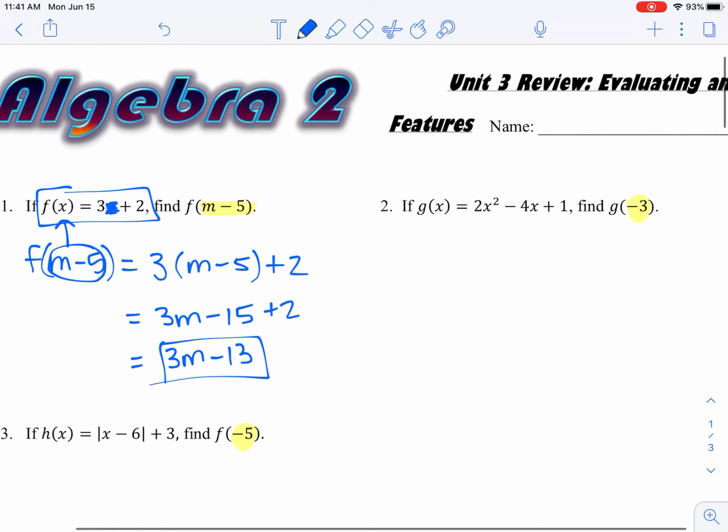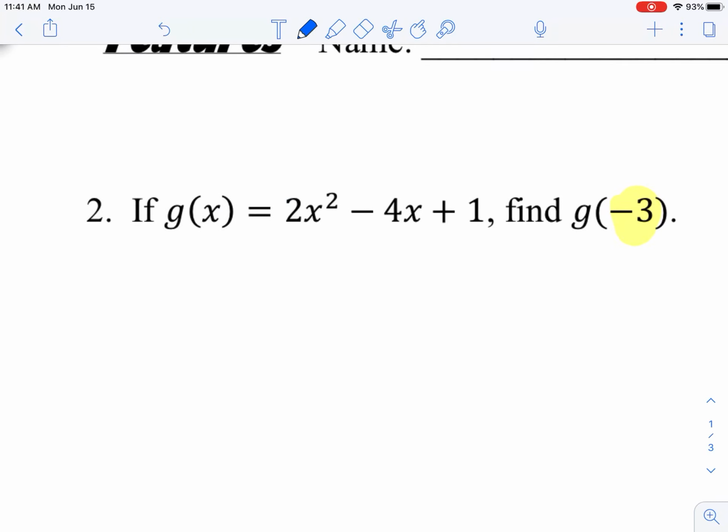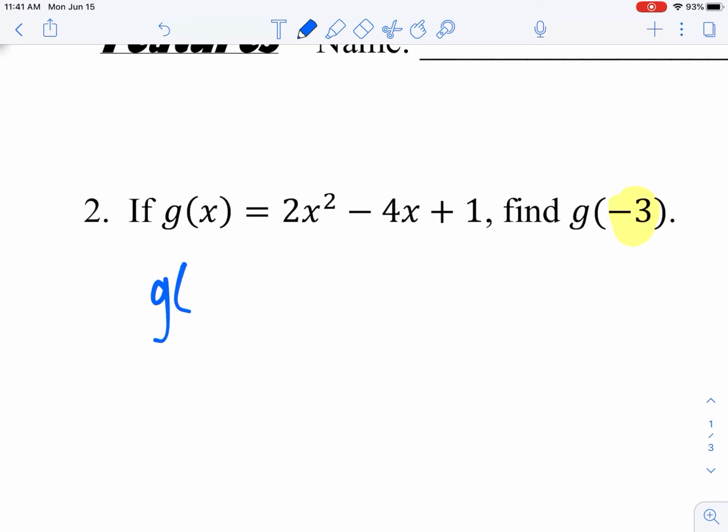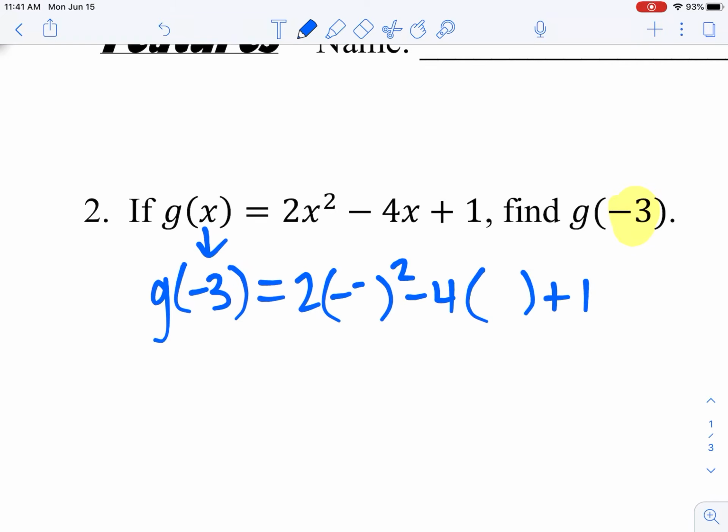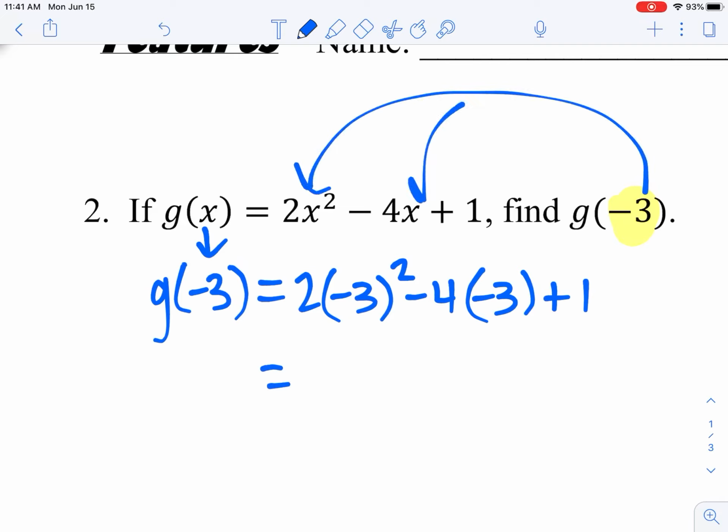For number 2, we're plugging in a number. So like I said, our answer will be a number. If we want g of negative 3, notice anywhere we see an x, now we're plugging in a negative 3. So here's how I like to set it up. 2 times negative 3 squared minus 4 times negative 3 plus 1. You're not just plugging negative 3 in once, you're plugging it in twice because we had x twice.